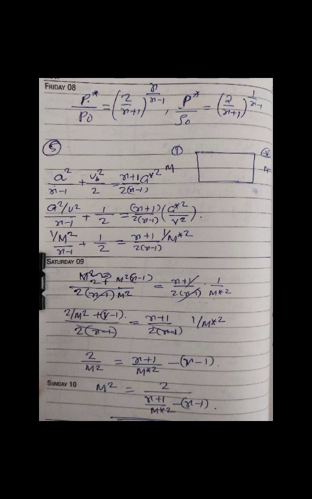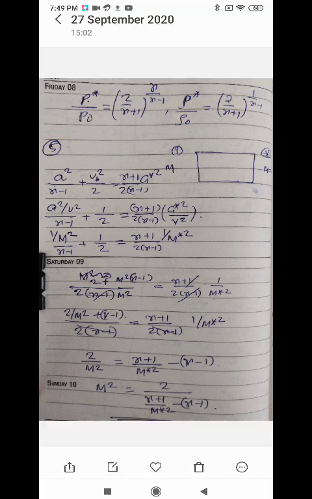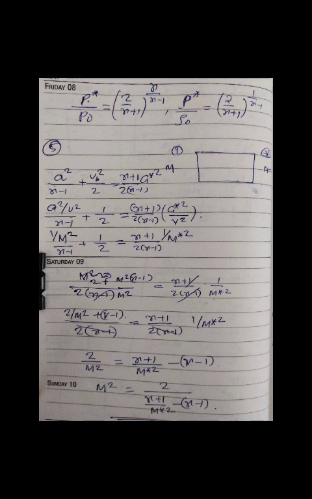And what happens if M tends to infinity? If M tends to infinity, we will get a specific value for M star, the characteristic Mach number, that you have to find. What is the characteristic Mach number of air, gamma equal to 1.4, when the Mach number tends to infinity? Okay, that's all for this class.